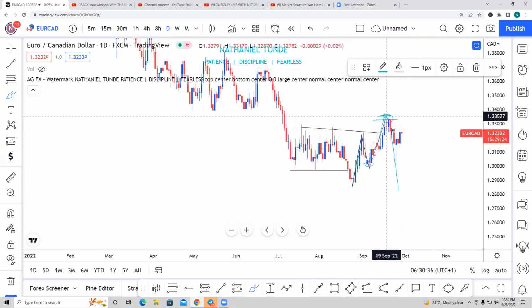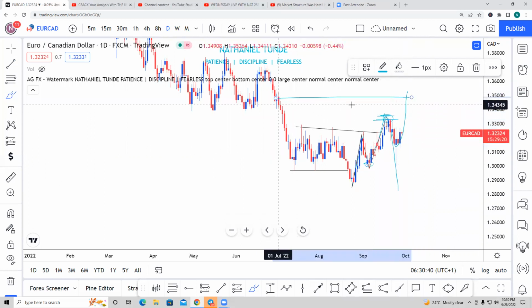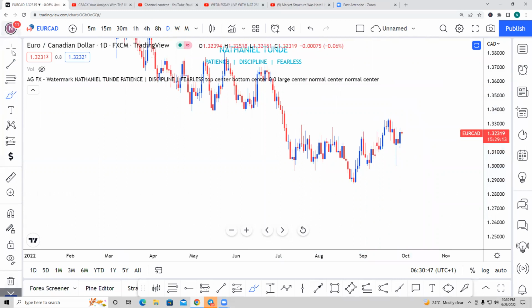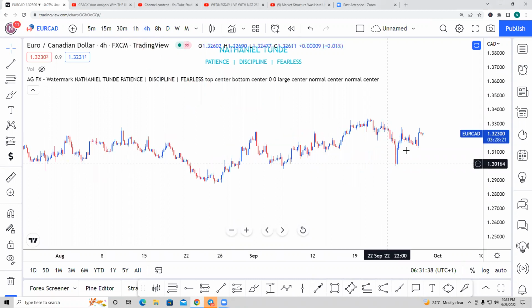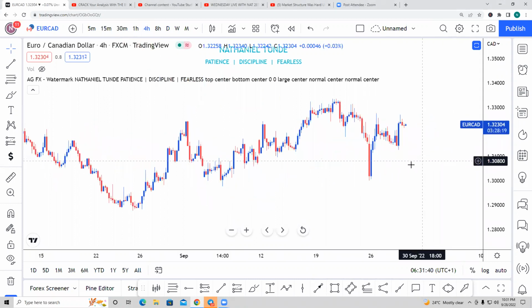So with that, we're expecting another move to the upside, where we expect it could take a lot of order from here for a massive move to the downside. Okay, now having said this, let's go to the 4 hours time frame, guys. Let's see what's happening in the 4 hours time frame.